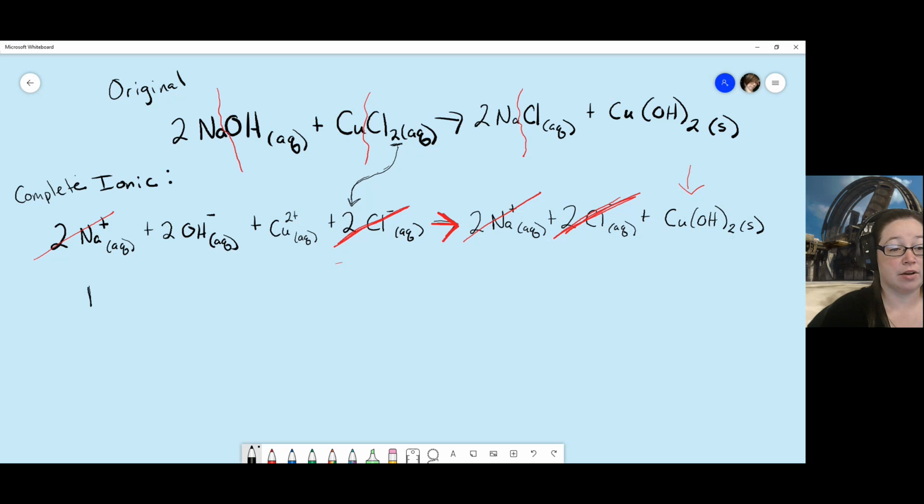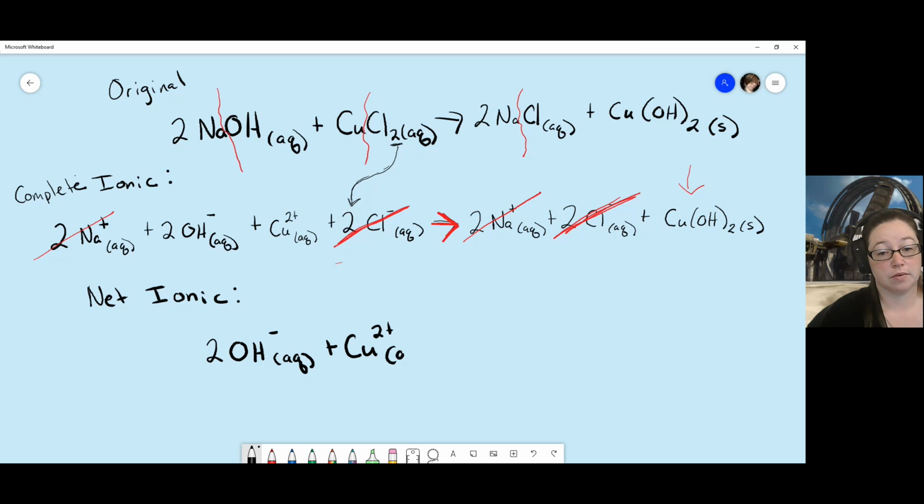And so our net ionic equation is taking just the things that aren't crossed out. These are the things that actually react. And then saying what compound they form.